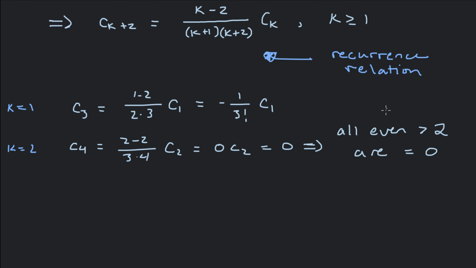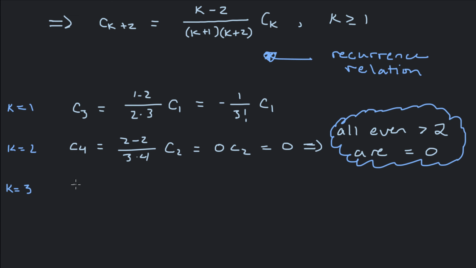So all even coefficients greater than 2 are going to be 0. So that's interesting, very interesting actually. So we're only going to plug in terms that are odd now. So plug in k equals 3 and then k equals 5, etc.